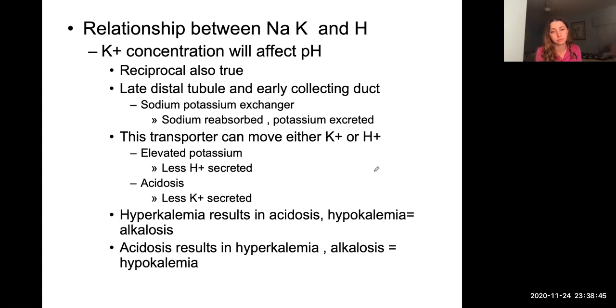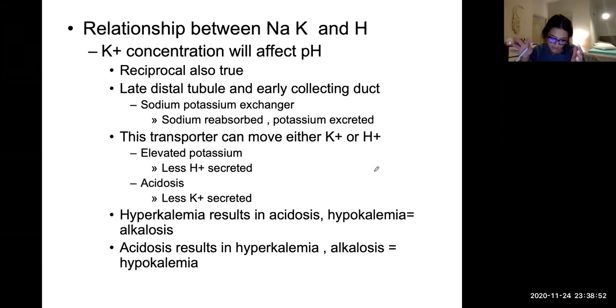Right? Yes. So it's all about the receptors being taken up by either potassium or hydrogen. That's going to determine what's being built up in the blood. Whatever is taking over the receptors, the other one will be building up.